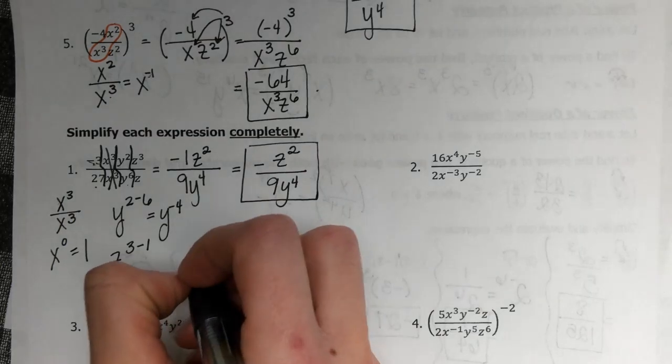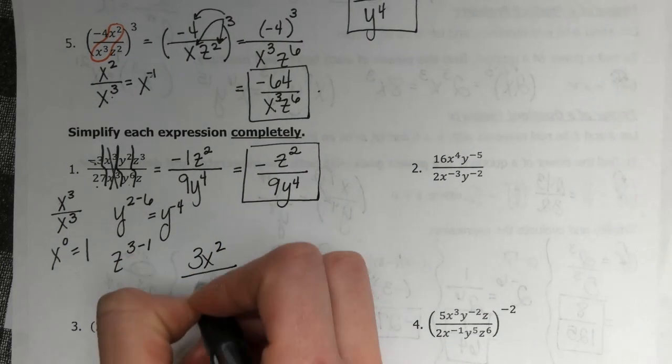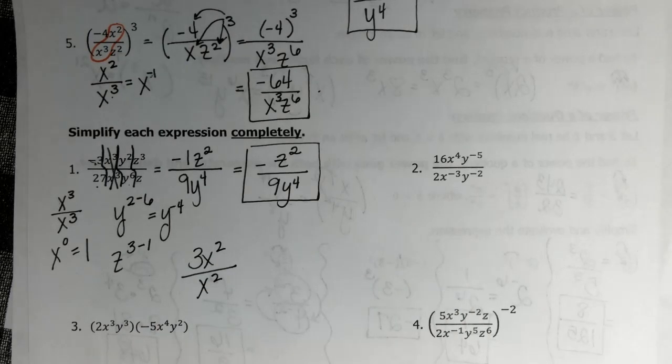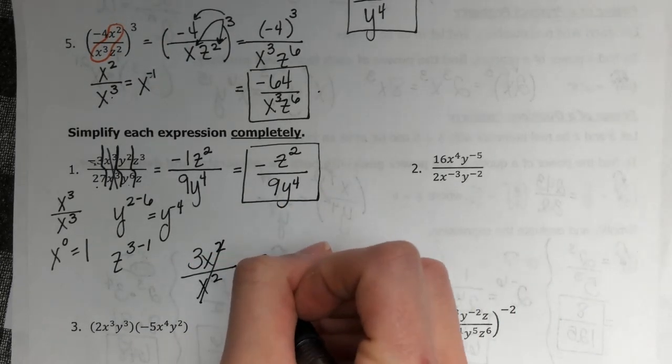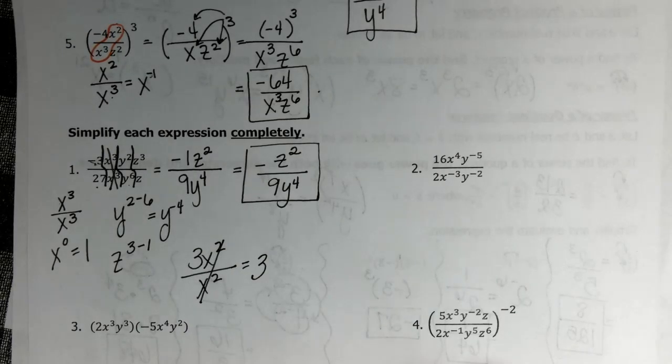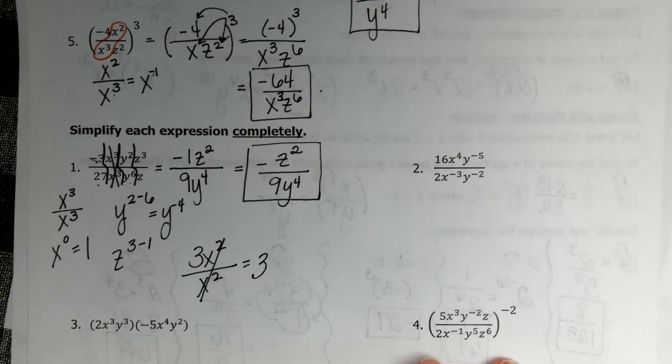Think about if you had 3x squared divided by x squared. What would happen? The x squareds cancel, leaving you with 3. So if it's the exact same thing in the numerator and denominator, it just cancels to 1.